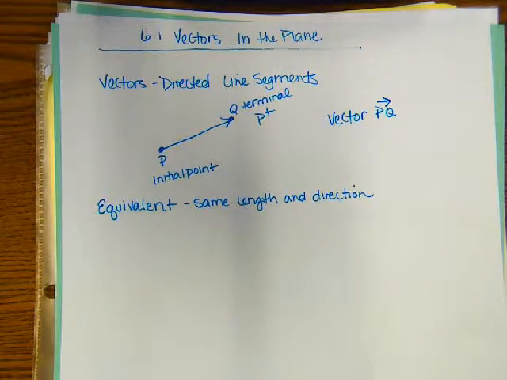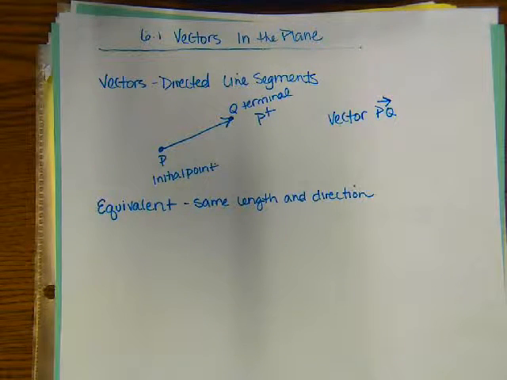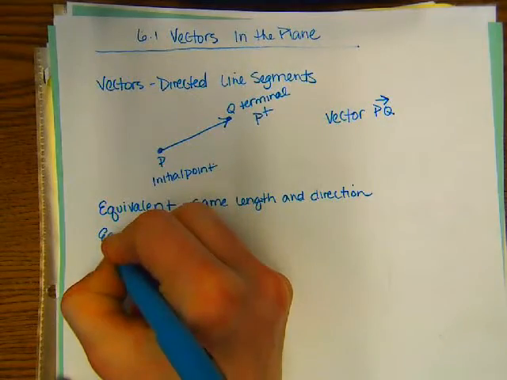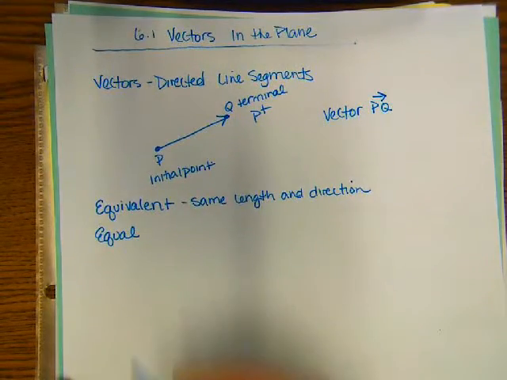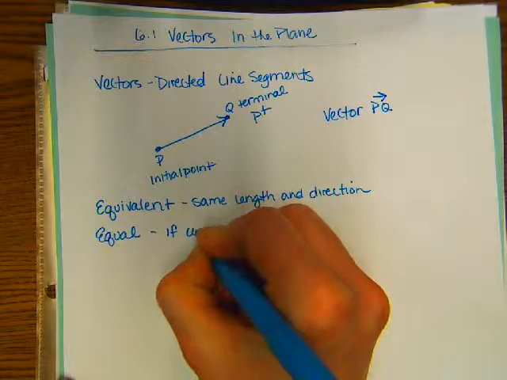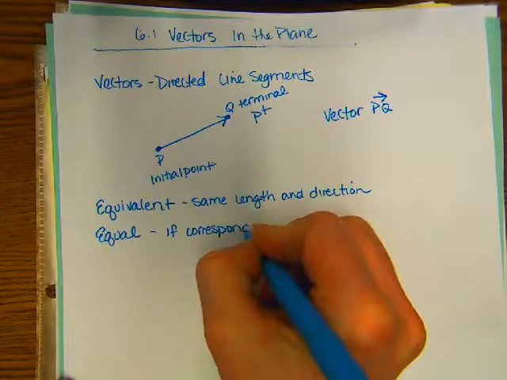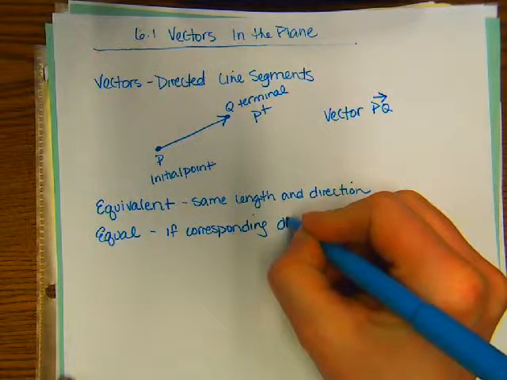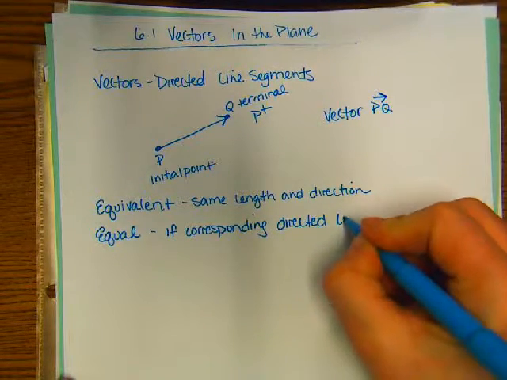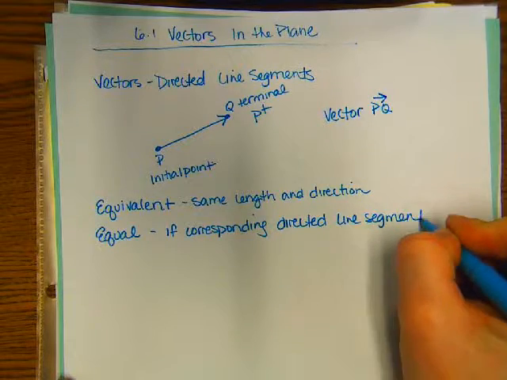Now, as we get further into the unit, we're going to actually find angles of direction. Today we're just going to use their slope to figure that out, because if they're sloped at the same angle, then they're going to be pointing in the same direction. Okay, so if I said they're equivalent, to go a step further and say what makes equal vectors, that would be if the corresponding directed line segments are equivalent.